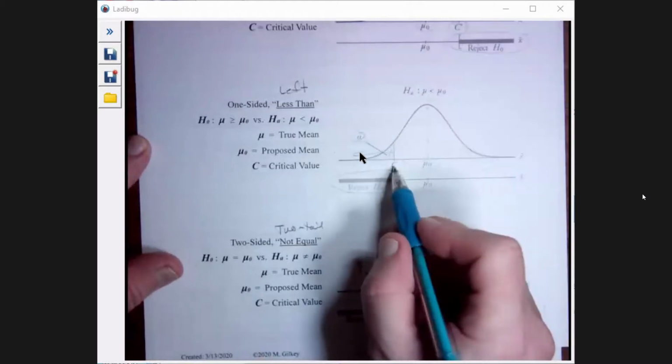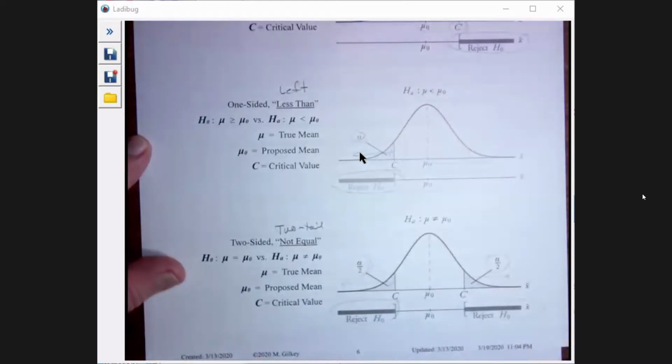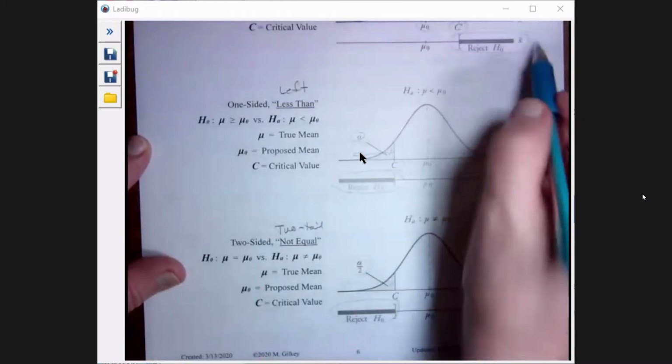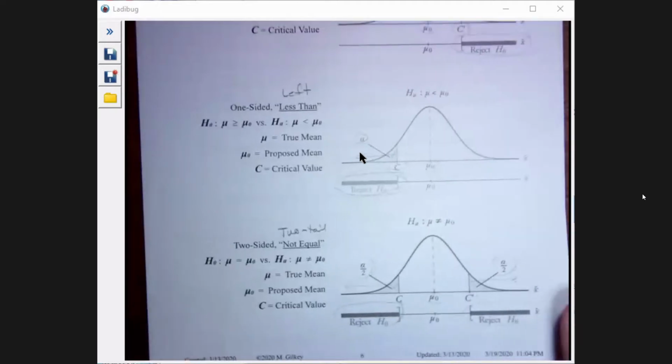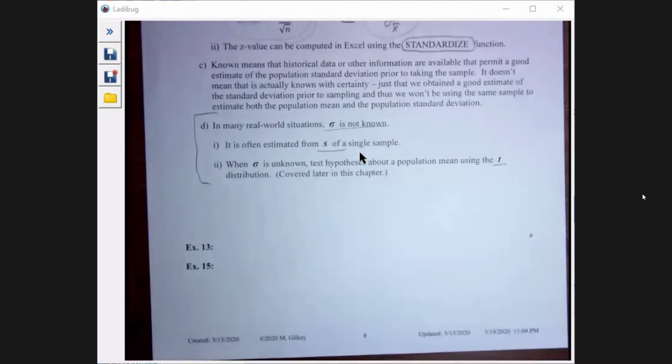The other thing we have to do is compute our test statistic. And we just saw how to do that. Then we'll compare our test statistic to the critical value and determine whether we reject or not. If the test statistic falls in the rejection region, we're going to reject. Everybody okay with that? Okay. So we're going to practice doing both of those things.